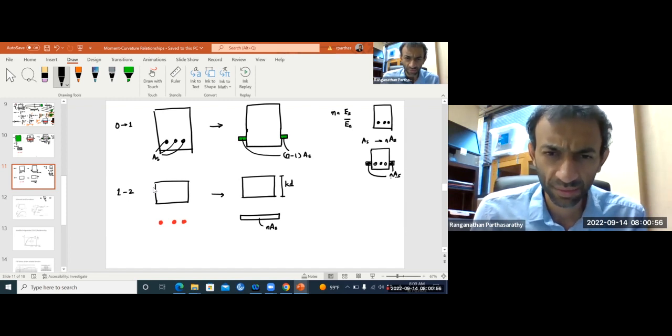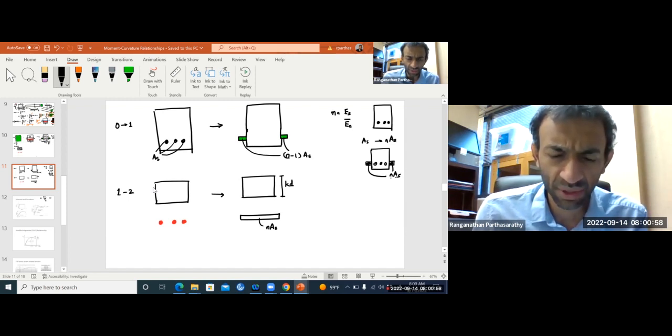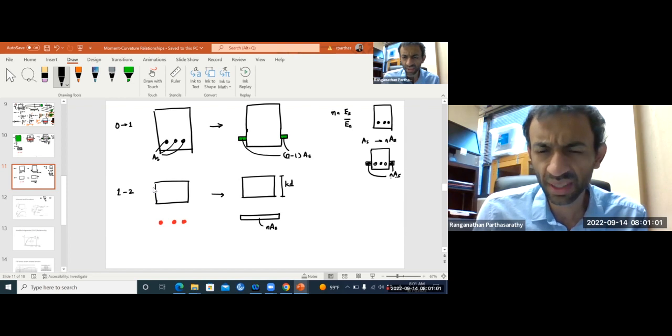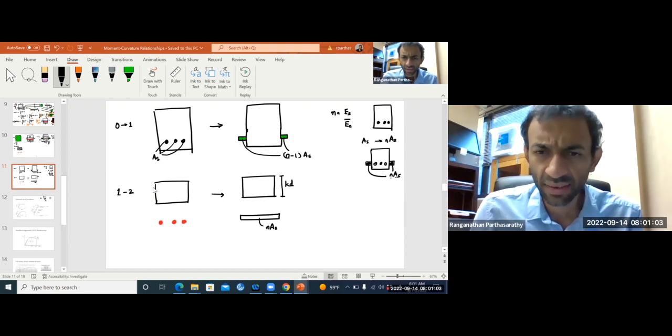Anyway, this depth to the neutral axis from the top you call kd, and the lever arm, that is, what is the lever arm?